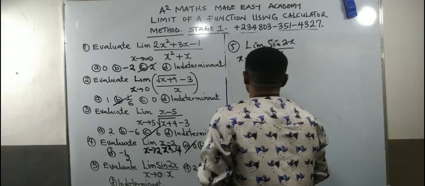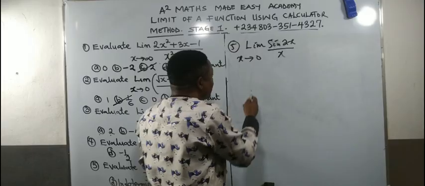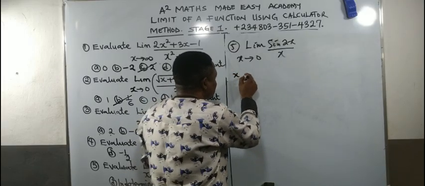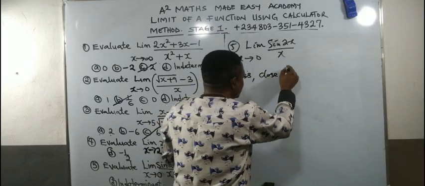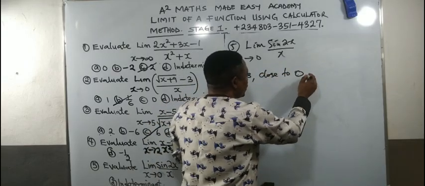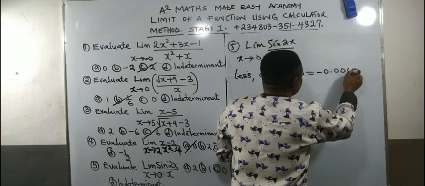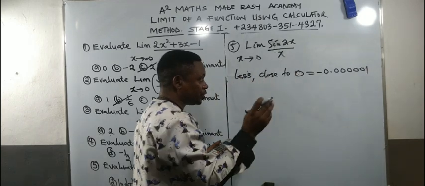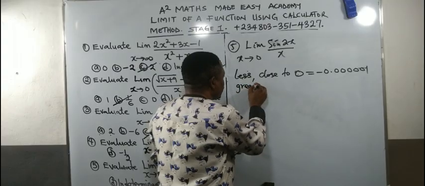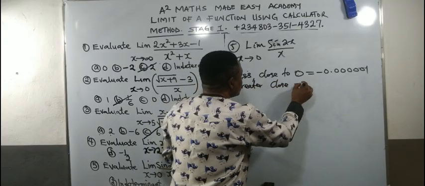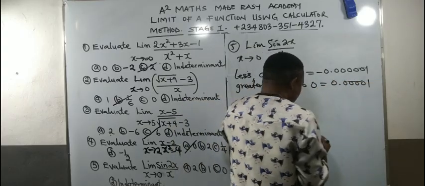Then my question is this. What are those numbers that are less than 0? Remember, x approaches 0. So if you are looking for x, the smaller number that is close to 0, it is minus 0.000001. Now if we are looking for a number that is greater but is close to 0, what is the number? It is 0.00001.